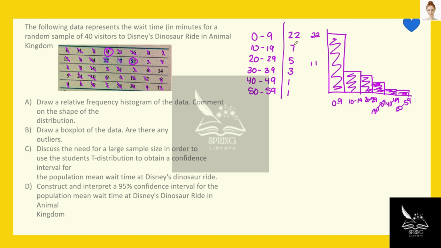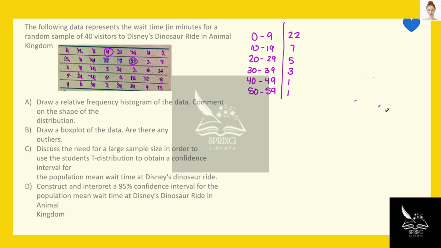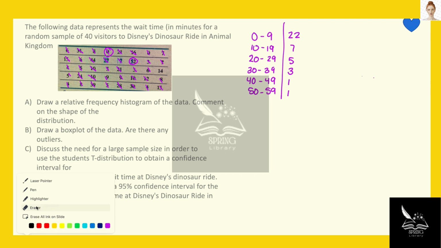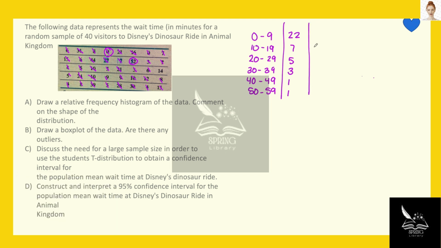So this is the frequency histogram. If you're doing a relative frequency histogram, let me erase this, because a relative frequency histogram is talking about percentages. So you have 40 visits, right? We have 22 plus 7 plus 5 plus 3 plus 2. I am missing one. 14, here we go. So this is 8 then.